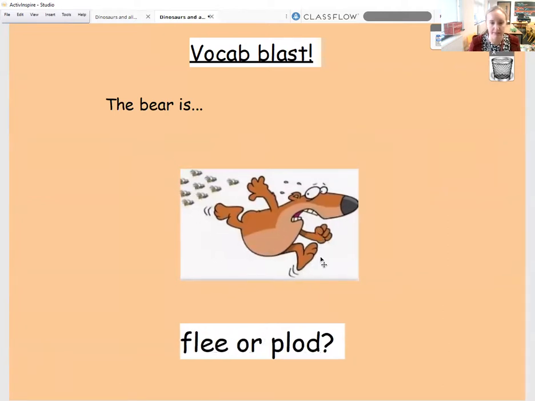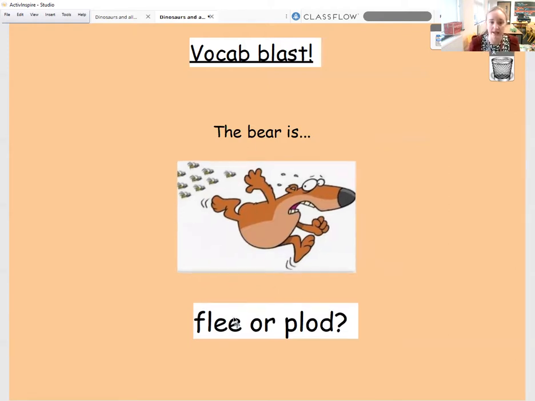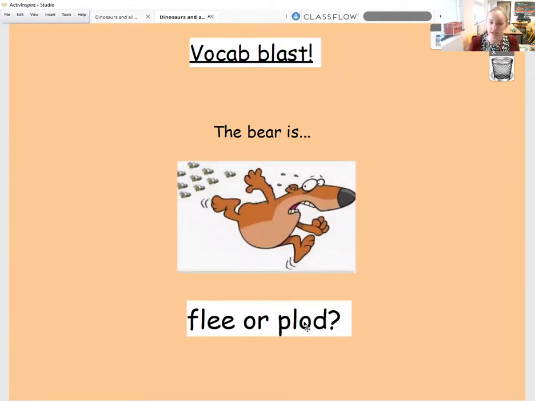Here I've got a bear. And here's my sentence starter, and it says the bear is. So what could I say? The bear is. Have a little think and use the verb flee or plod, which is on the bottom. So what could I say the bear is doing? Okay, so if I was going to say my sentence, I would say the bear is fleeing away from the bees so he doesn't get stung. Okay, that would be my sentence. I wouldn't say he's plodding because he doesn't look like he's moving slowly. It looks like he's fleeing. He's trying to get away from the bees.